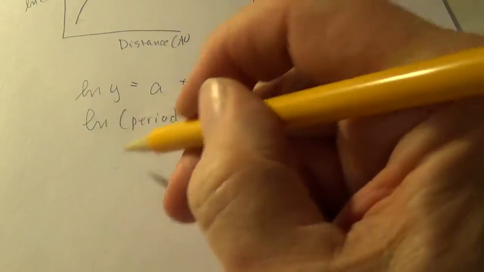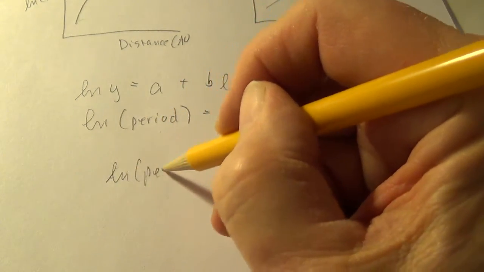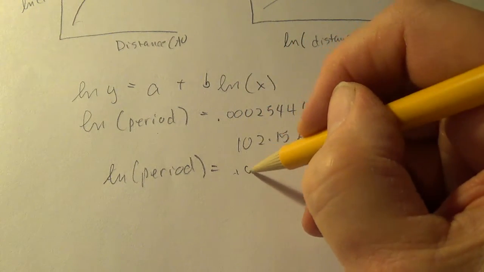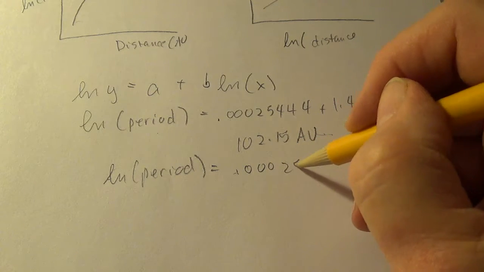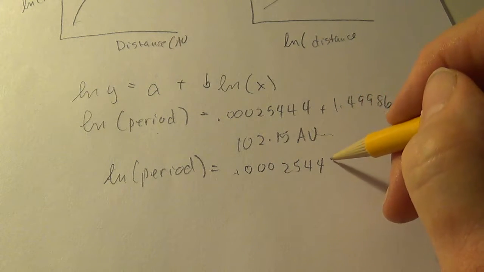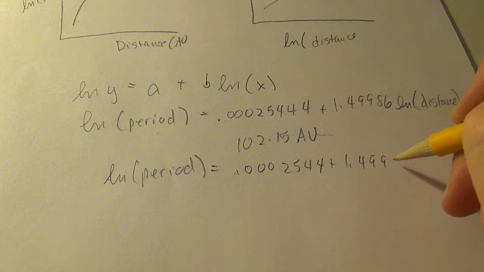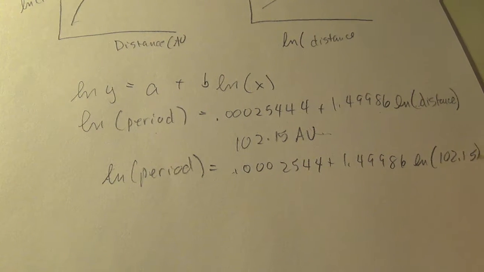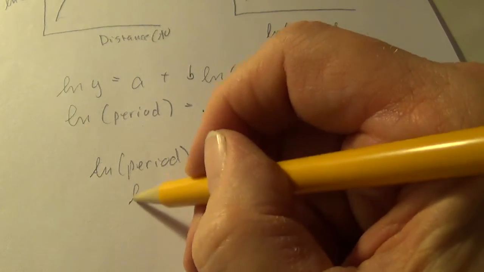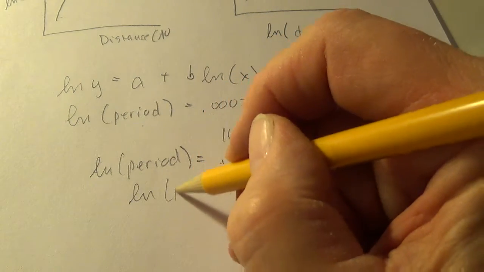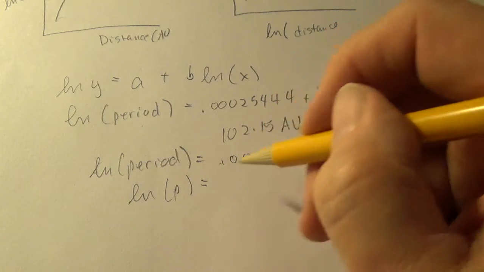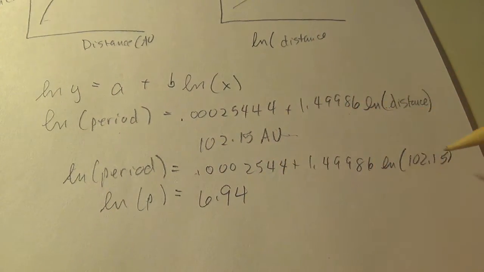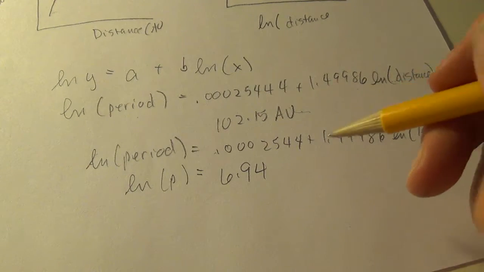I'm looking for period, so ln of period equals 0.0002544 plus 1.49986 ln of 102.15. Alright, so putting all that in, I get ln of period equals 6.94. So you can tap that in, use your ln button, and you'll get that.